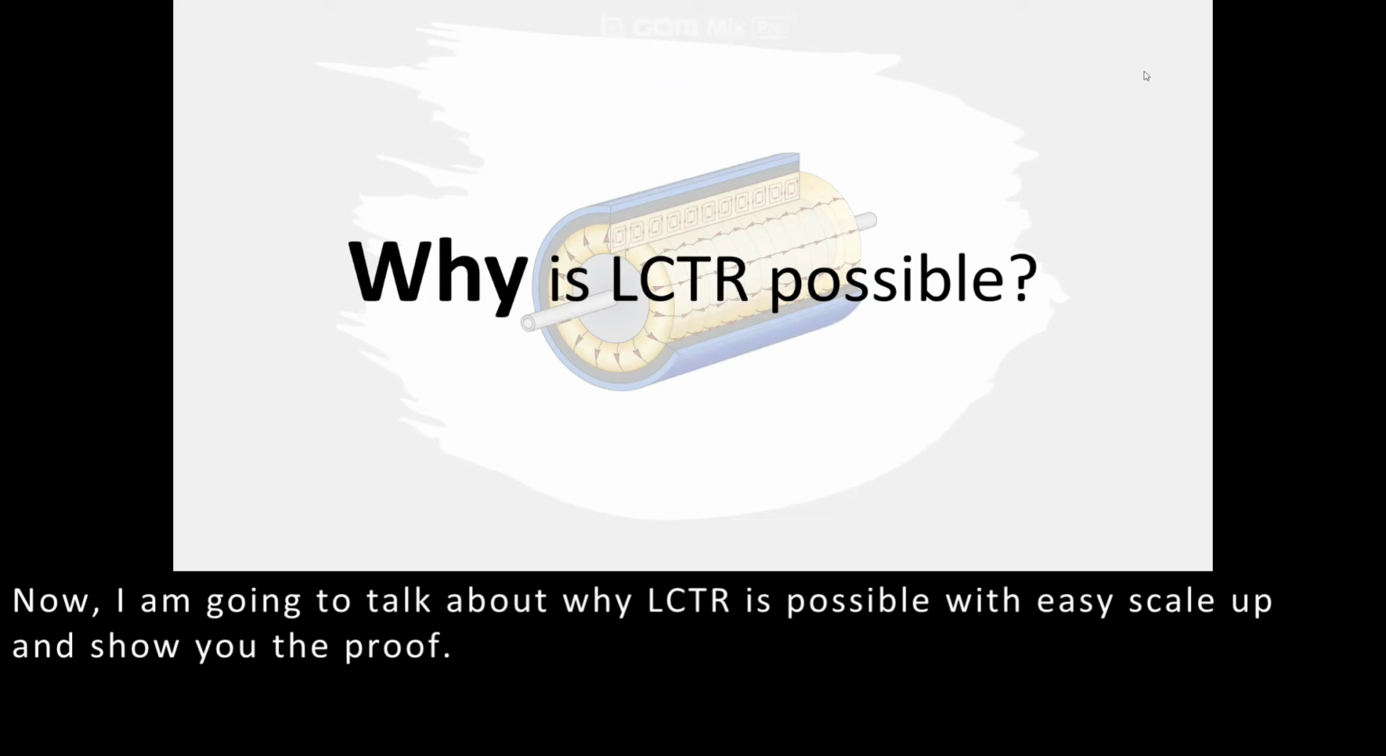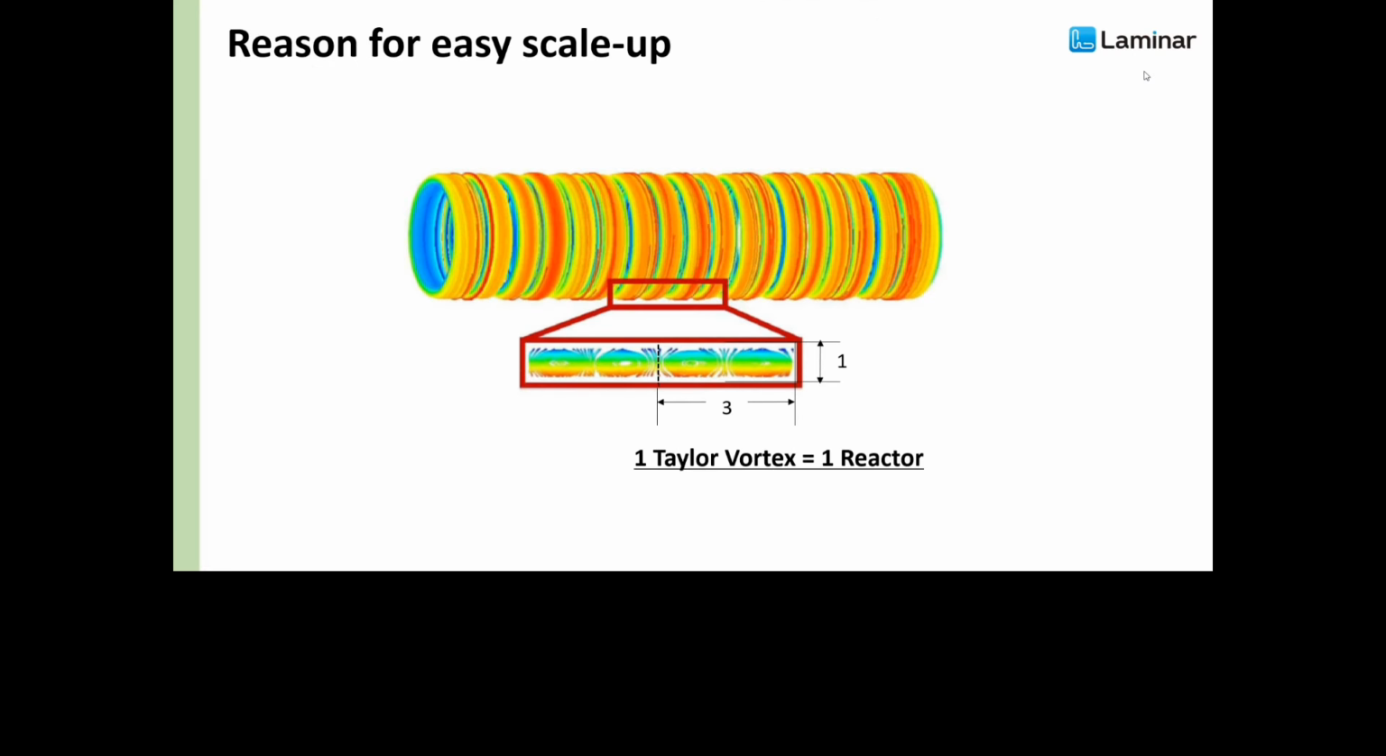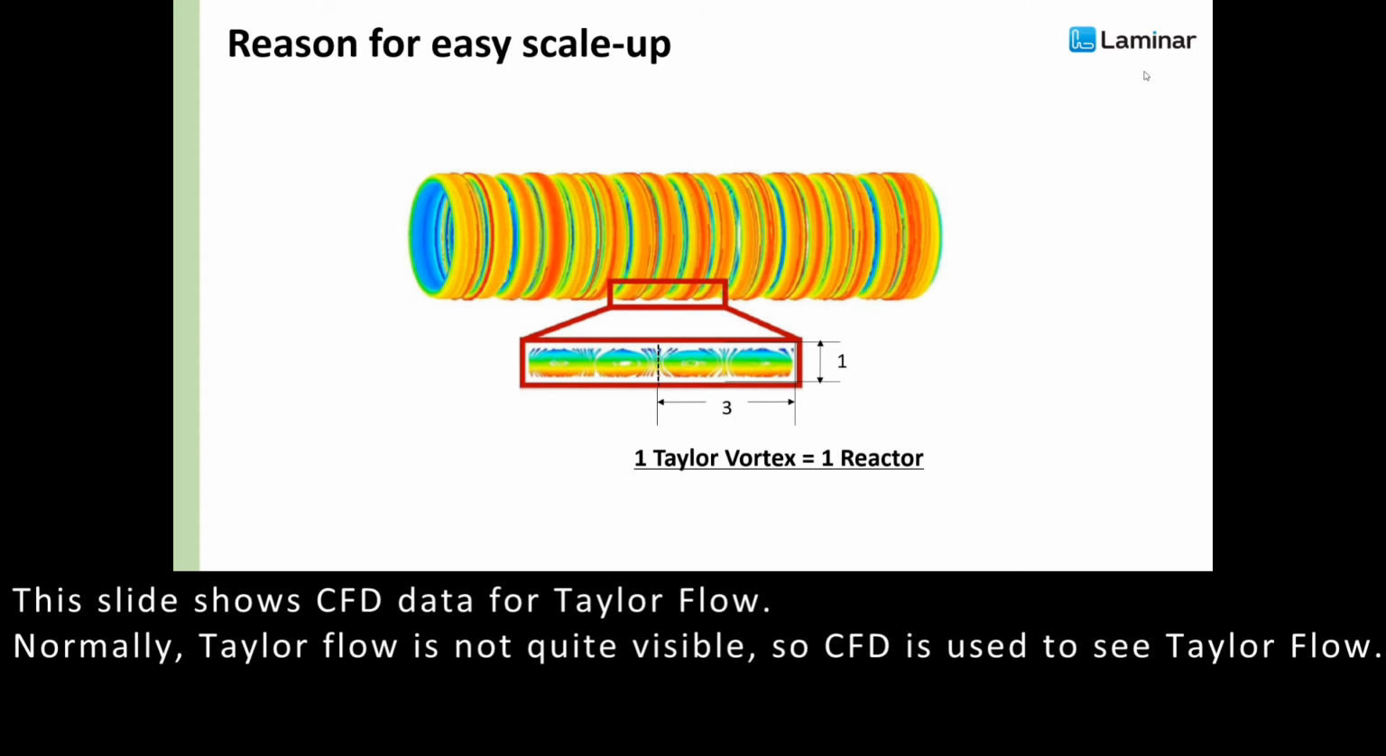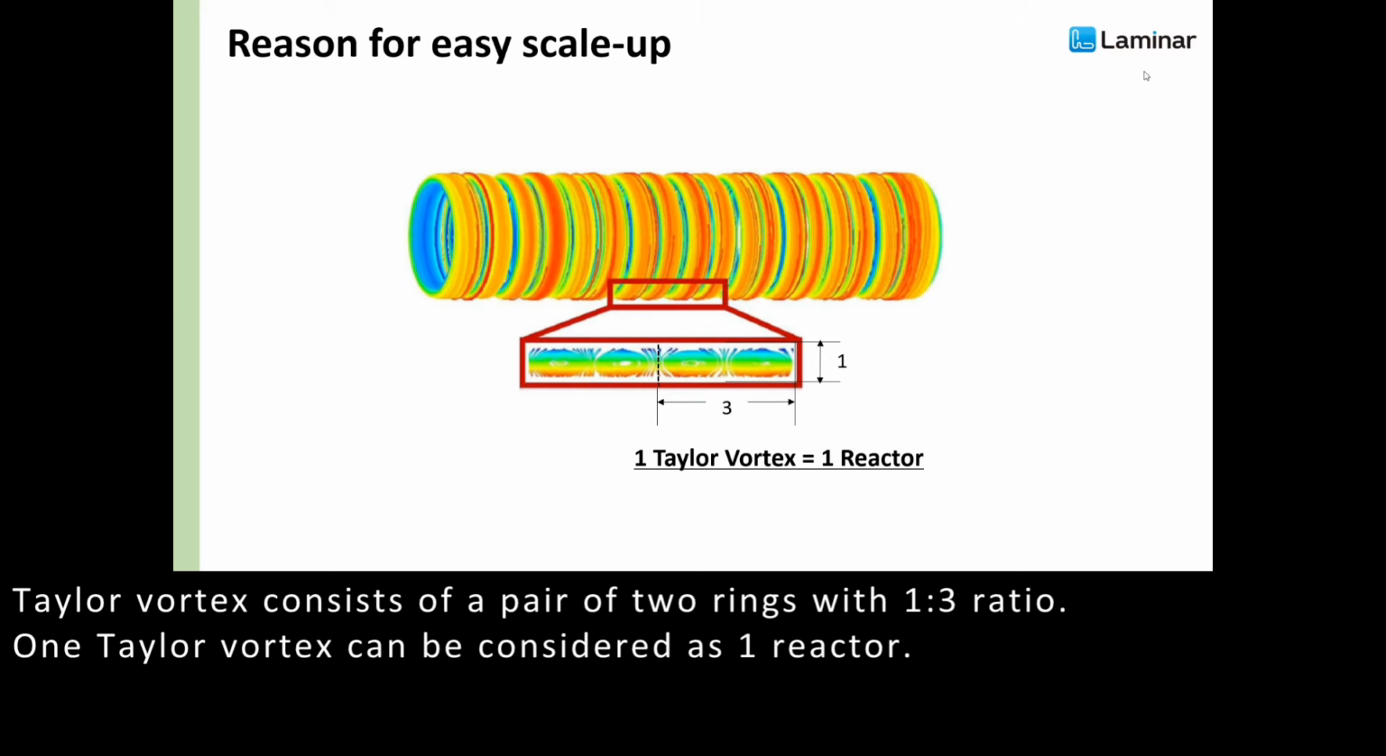Now I'm going to talk about why LCTR is possible with the easy scale up and show you the proof. This slide shows CFD data for Taylor flow. Normally, Taylor flow is not quite visible, so CFD is used to see Taylor flow. Taylor vortex consists of a pair of two rings with 1:3 ratio. One Taylor vortex can be considered as one reactor.